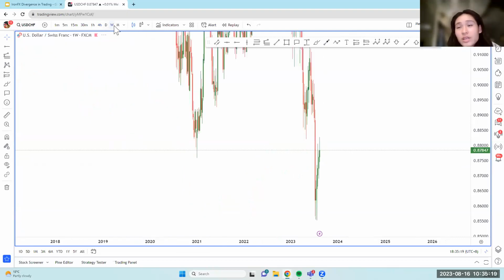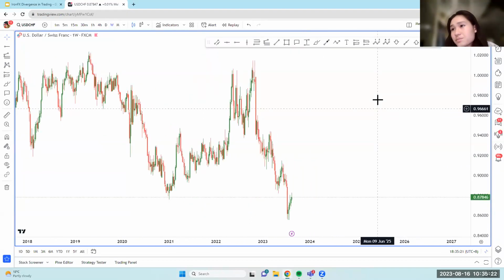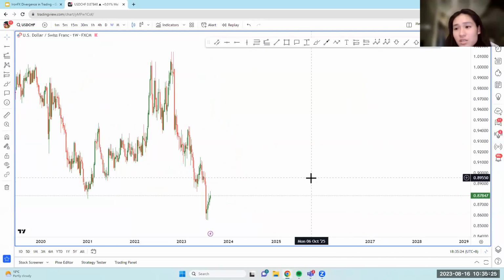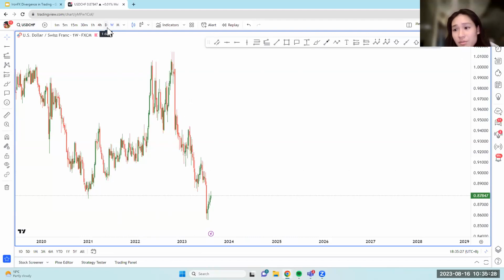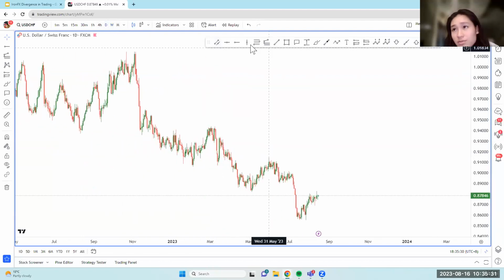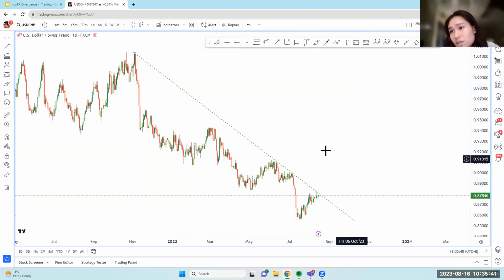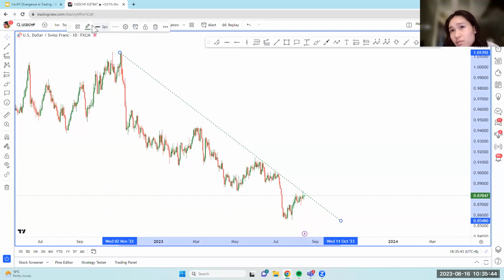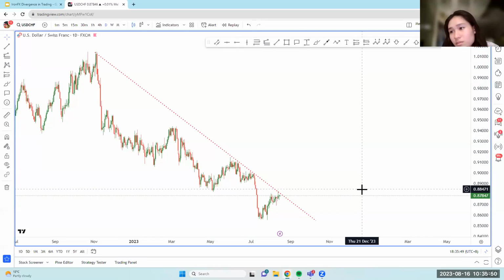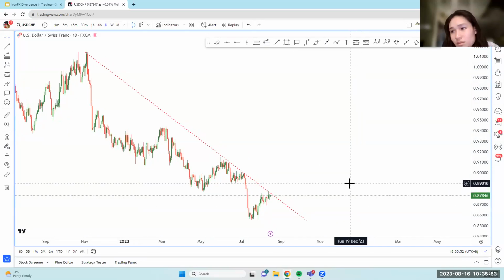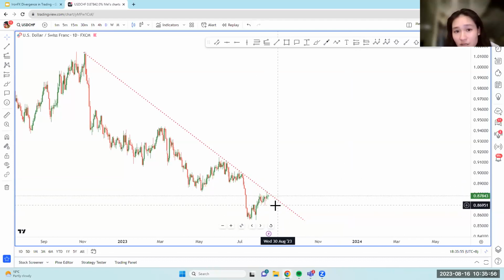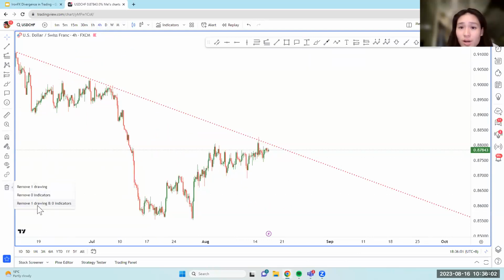Same thing, we're going to look at the higher time frames first. We see it dropping significantly on our weekly time frame, on our daily time frame as well. And we also have this descending trend line. So it does look like price is going to reverse out of this descending trend line, but this is the daily time frame. So let's take a look at the 4-hour time frame.